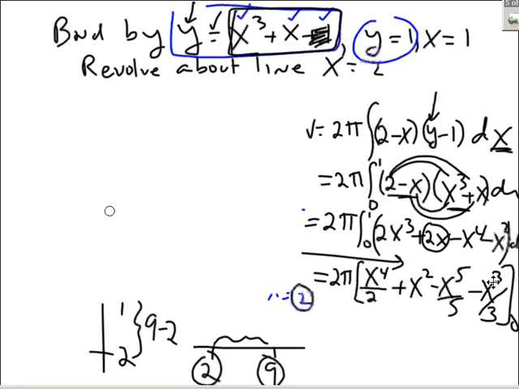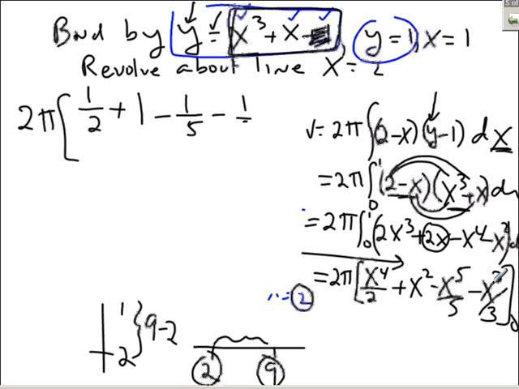And then finish up the math. When you plug in 1, you get 2 pi times a half, because 1 to the 4th is 1, plus 1 squared, which is 1, minus 1 to the 5th, which is 1 over 5, minus a third. And when you plug in 0, you get nothing. So we need to find out what's inside the brackets.